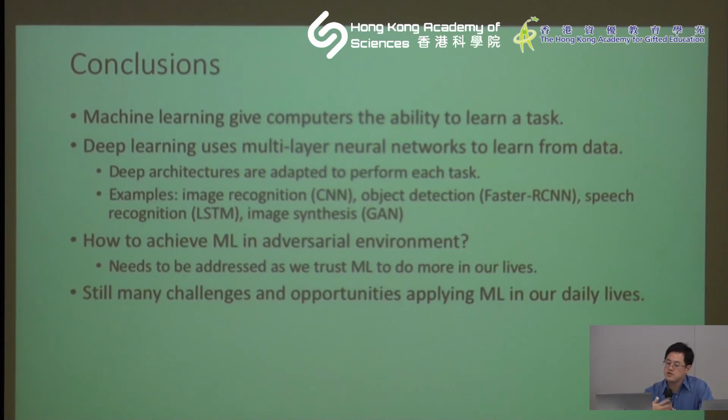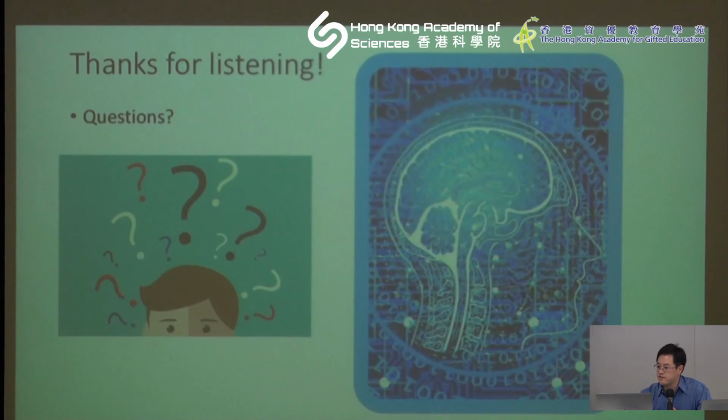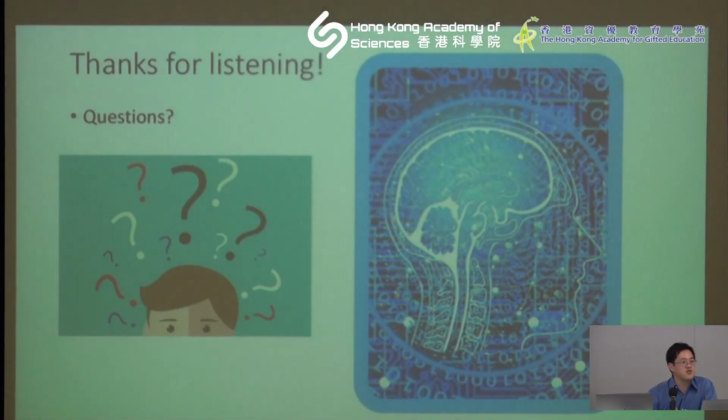Okay, so there are still many challenges and many opportunities for applying machine learning in our daily lives, and I hope that gives you some idea about how it works and also the challenges. And challenges just means that there are opportunities for people to work on this problem and also to use it. So I think that's all I have. And if you have any questions, we're happy to answer them. Any questions?